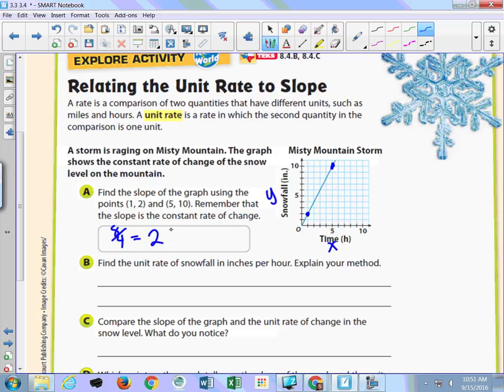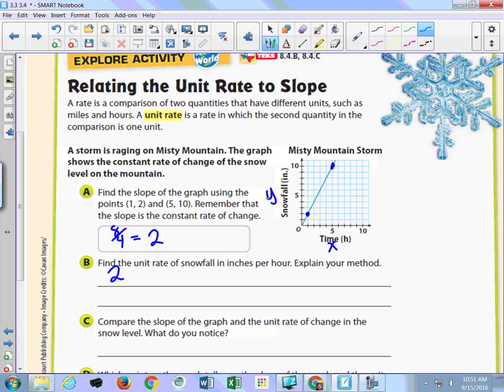All right, it says remember that the slope is the constant rate of change. So what that means is, remember that slope is the rate of change. They are the same. So B, find the unit rate of snow in inches per hour. So what is my unit rate? It's the same as the slope. And the slope is 2, so my unit rate is 2. The only difference between slope and unit rate is unit rate has a label.